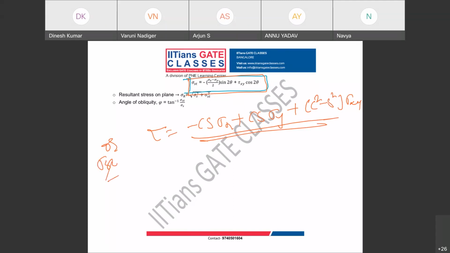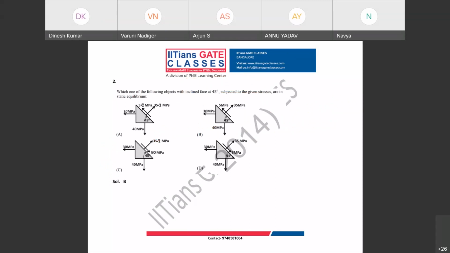Okay, now guys, we will take up one question quickly and then we'll wind up this session. So this is the question, guys. Look into this question. What is given? Which one of the following objects with inclined face at 45 degrees, subjected to the given stresses, are in static equilibrium?